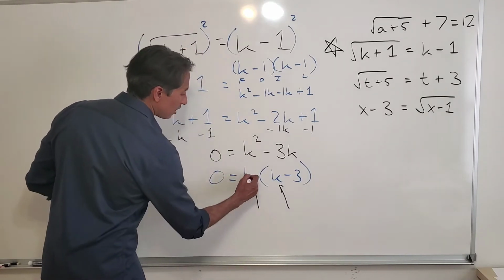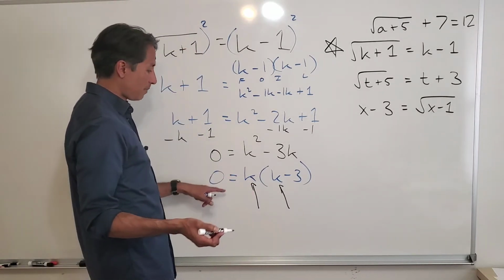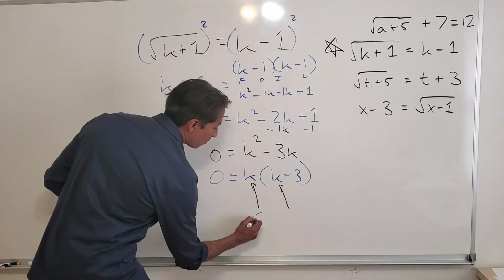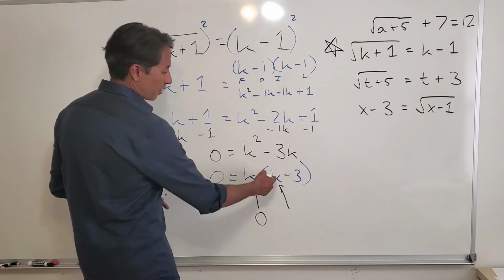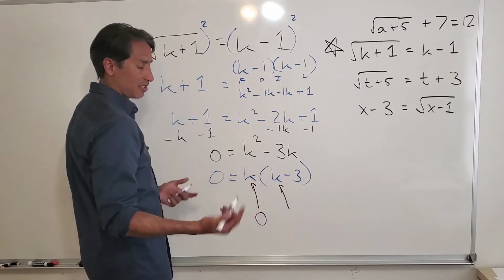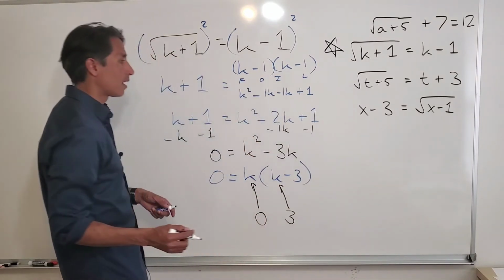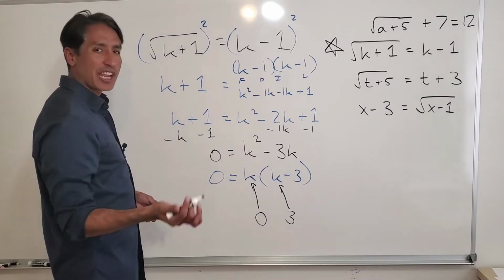What number, or value, could go here to make this whole thing equal to 0? Well, just 0, right? Because 0 times anything is 0. And what could go here? What minus 3 could make a 0? 3.